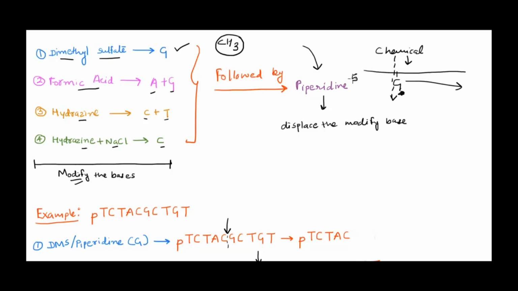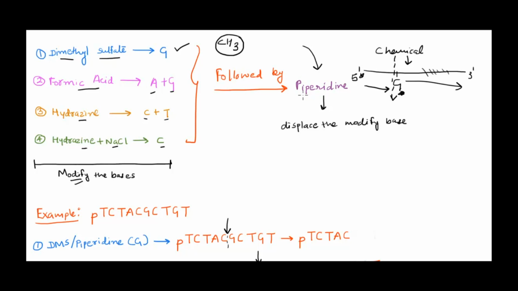If this was my 5' to 3' strand and I have added dimethyl sulfate to it, there is a guanine over here that would be modified, and followed by piperidine, it will break or displace this modified base. So I would get only this much strand which I can read because I have labeled 5', and I'll not be able to detect this. And that's the whole purpose of labeling it. Again, this will become much more clear. As of now, you remember the mechanism that we have 4 different chemicals for 4 different nucleotides which modify the bases.